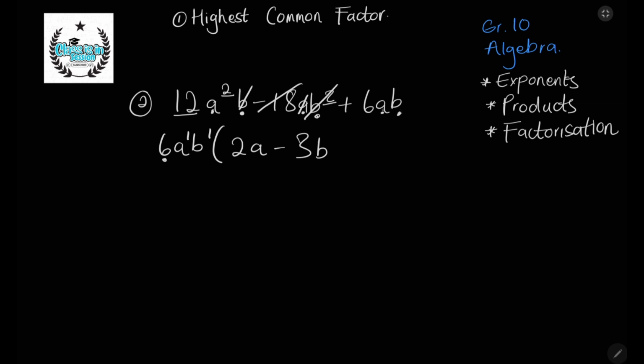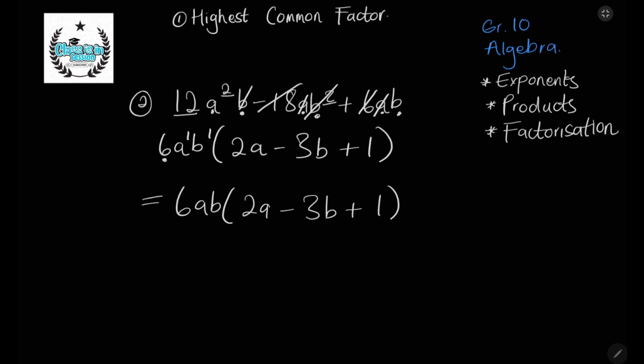We have 6ab. 6 divided by 6 is 1. Let's not write the coefficient yet. Then a divided by a, which is 1. Then b divided by b, it's just the 1. So we're only left with 1 here. It's a positive 1. So our answer is, let me rewrite it here. 6ab is what's outside the bracket. 2a minus 3b plus 1.